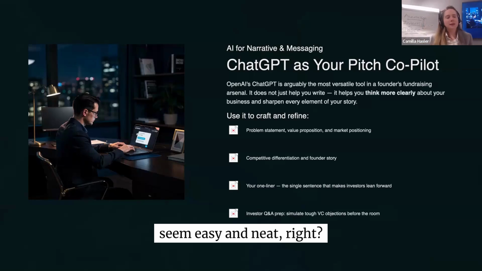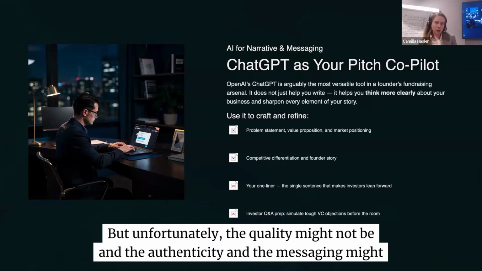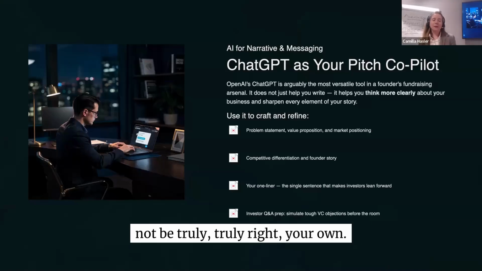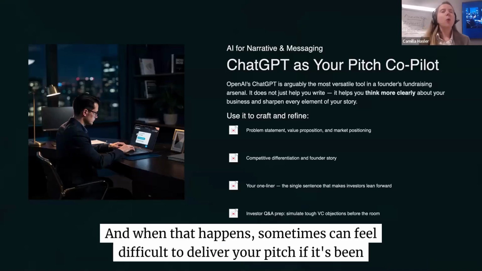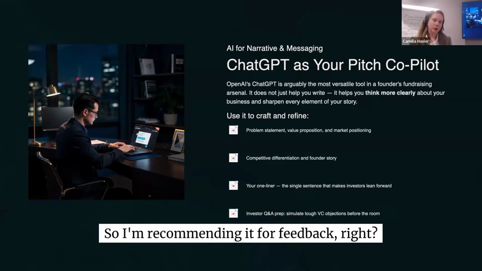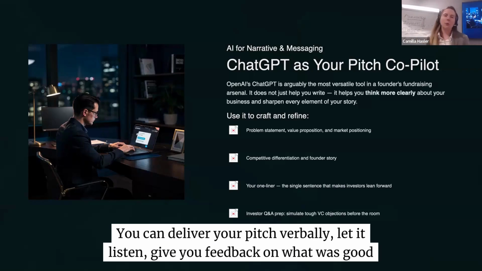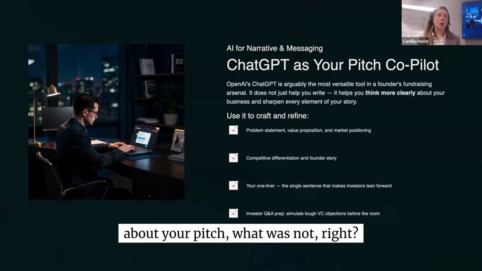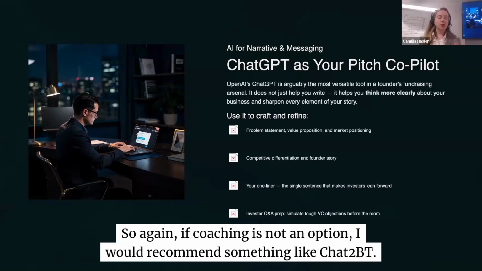And doesn't that seem easy and neat, right? But unfortunately, the quality might not be, and the authenticity and the messaging might not be truly your own. And when that happens, sometimes it can feel difficult to deliver your pitch if it's been entirely created via AI, right? So I'm recommending it for feedback. You can deliver your pitch verbally, let it listen, and give you feedback on what was good about your pitch, what was not, right? So again, if coaching is not an option, I would recommend something like ChatGPT.